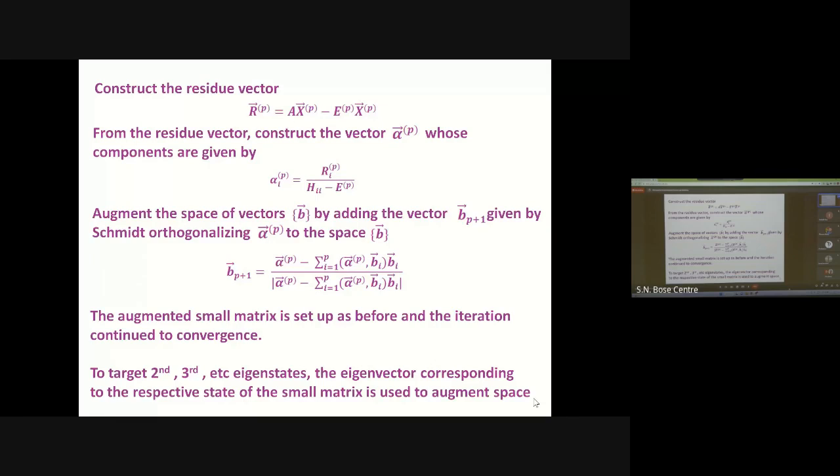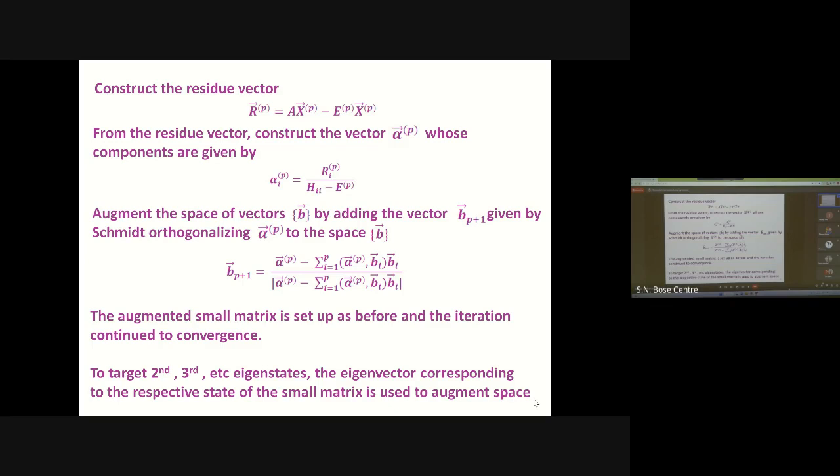Then you get the vector alpha, because it is computed component by component. Now you can get the vector bp plus 1, that is, augment the space of dimension p by adding a vector bp plus 1, which is the Gram-Schmidt normalization of the vector alpha p against the earlier basis vectors and normalized. Now we get the vector bp plus 1. Construct the new row and new column for the p by p matrix. You augment it to a p plus 1 by p plus 1 matrix, just as you do in Lanczos.